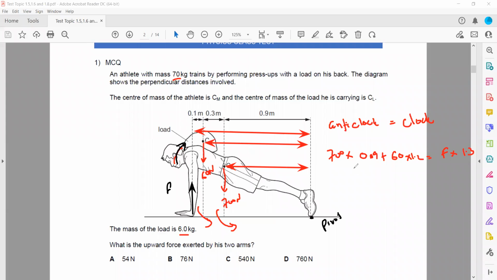So when we simplify, 700 into 0.9 plus 60 into 1.2, divided by 1.3, this will give us the force, which will come out as 540 newtons. So C will be the right answer.